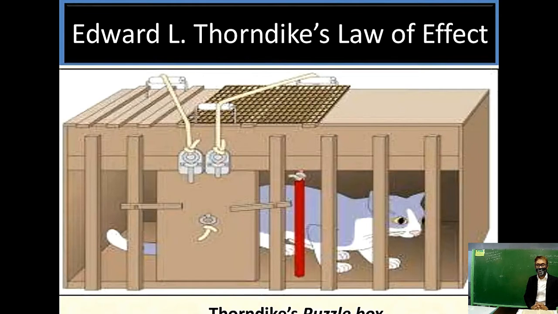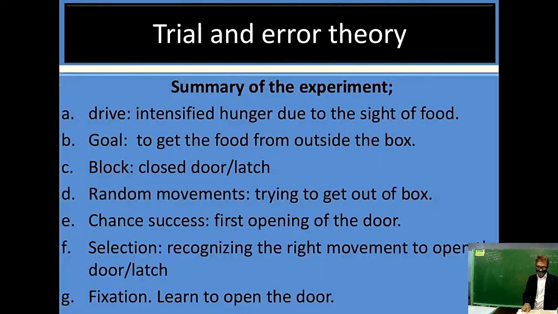Edward Thorndike's law of effect. The trial and error theory. Summary of the experiment. A. Drive: intensified hunger due to sight of food. Goal: to get the food from outside the box. Block: the closed, latched door. Random movements trying to get out of the box. Chance success: first opening the door. Selection: recognizing the right movement to open the door. Fixation: learning to open the door.